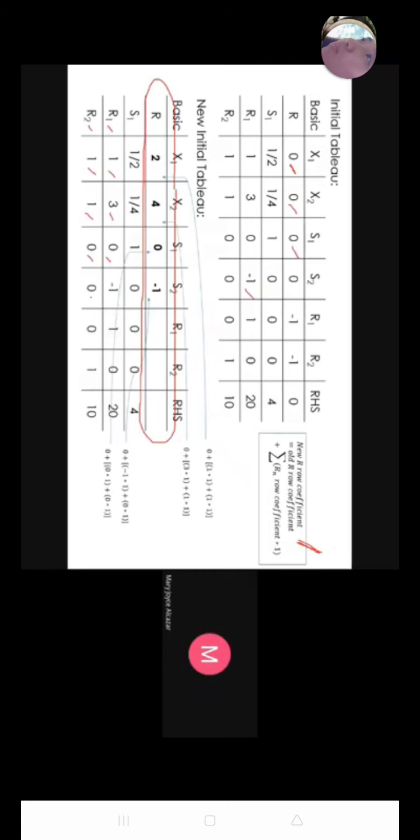For R1, we have -1 plus 1 times 1 plus 0 times 1. So that is 0. For R2, we have -1 plus 0 times 1 plus 1 times 1, which is 0. And for RHS, we have 0 plus 20 times 1 plus 10 times 1. So that is equal to 30. So that is our new initial tableau.